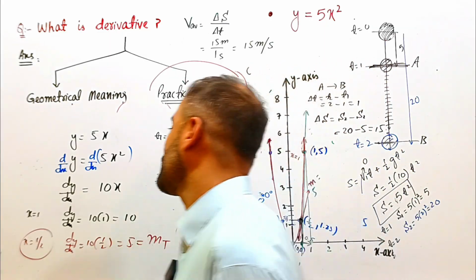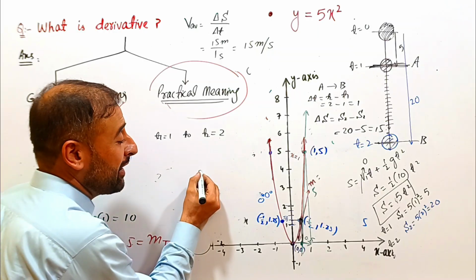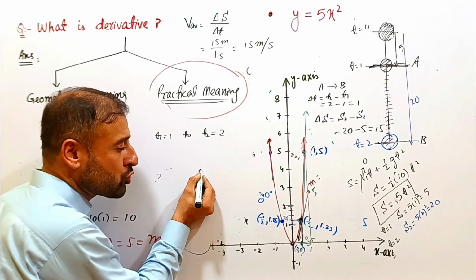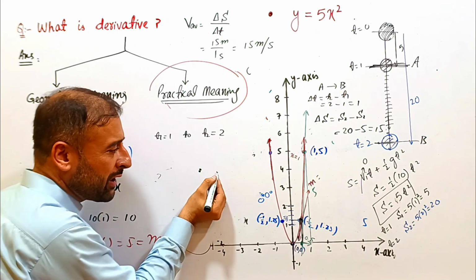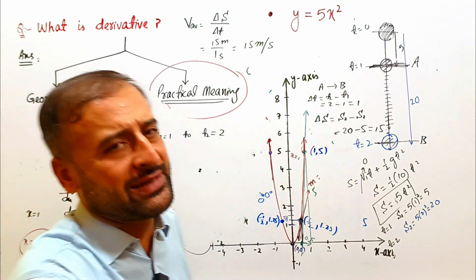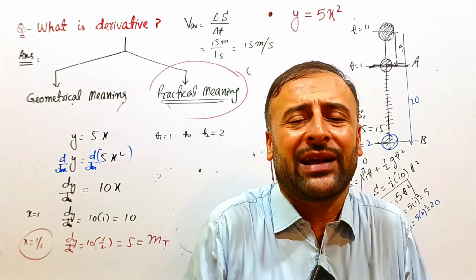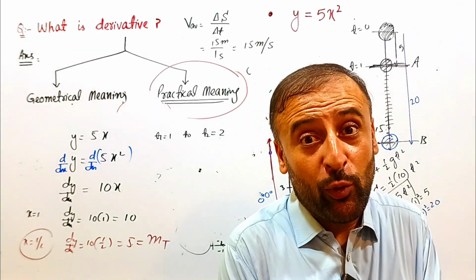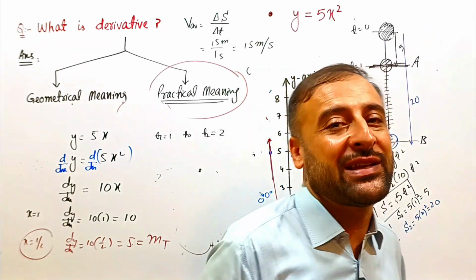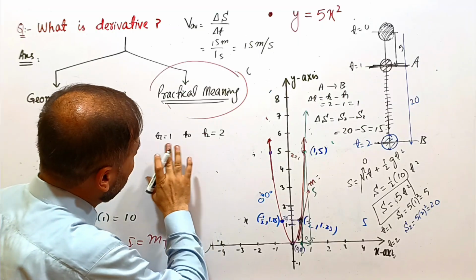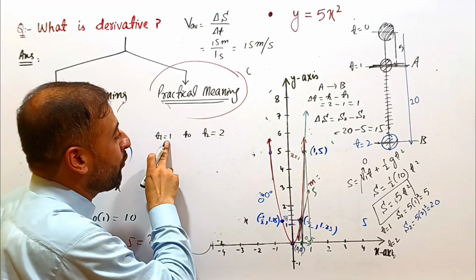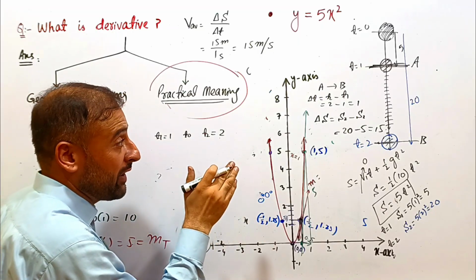They are not actually one point, but the points chosen are so close that you can consider it a point. And the closer the points are, the better will be the result. Let's have a look, students. In that example, the time changed from 1 to 2, and you determined the average velocity.